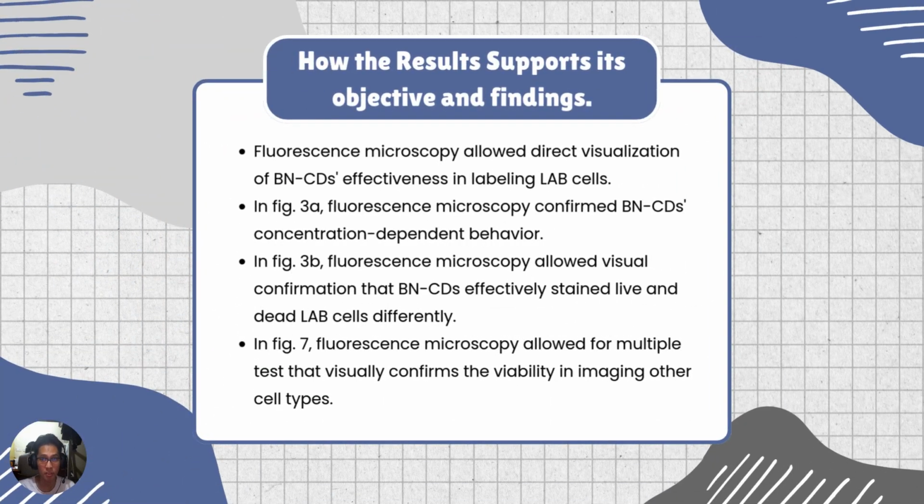Fluorescence microscopy validated BNCDs as effective fluorescent markers, satisfying Objective 1. In Figure 3A, fluorescence microscopy confirmed BNCD's concentration-dependent fluorescence shift, satisfying Objective 2. In Figure 3B, it demonstrated that BNCDs could successfully differentiate live and dead LAB with distinct colors, satisfying Objective 3. In Figure 7, it confirmed BNCD's applicability to other cells, proving that this technique can be broadly used in biological imaging, satisfying Objective 4.